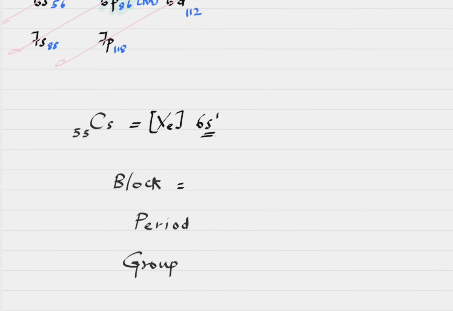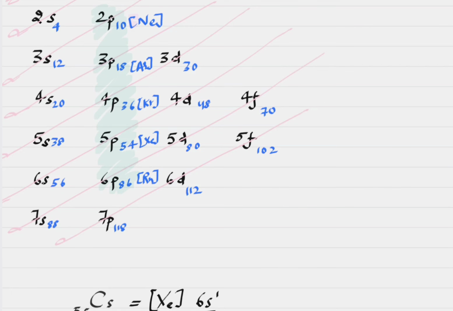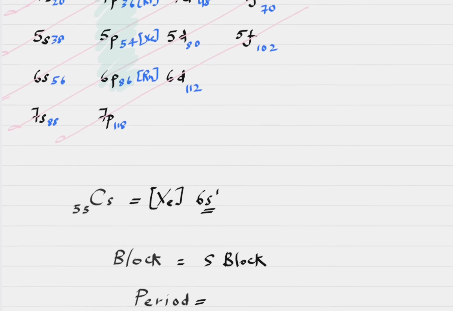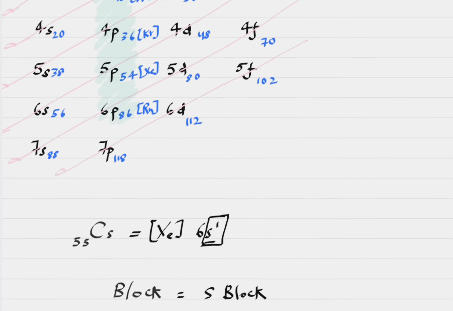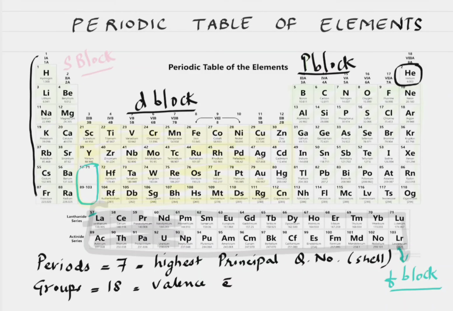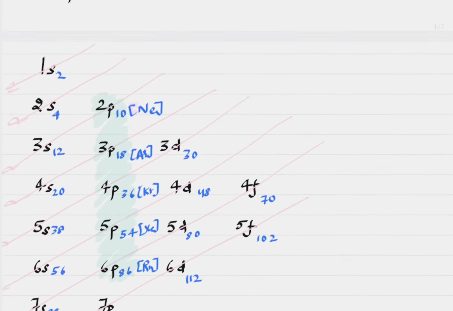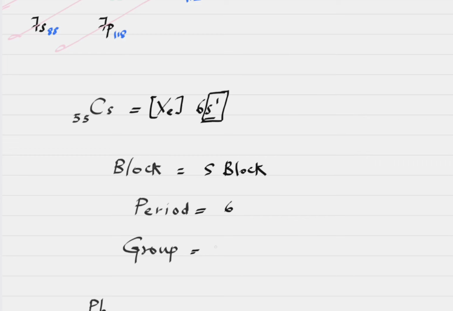Now, it's easy to find out the rest of the things with this configuration. So block would be s, simply because the last electron is entering in s block. Period would be the highest principal quantum number, which is 6. Highest value of n is 6 here, and you can check before 6s, all the numbers are smaller than 6. So period number would be 6. Group. Now group number here is first group of s block. First group of s block is the first group of periodic table. So we can safely write group number 1.